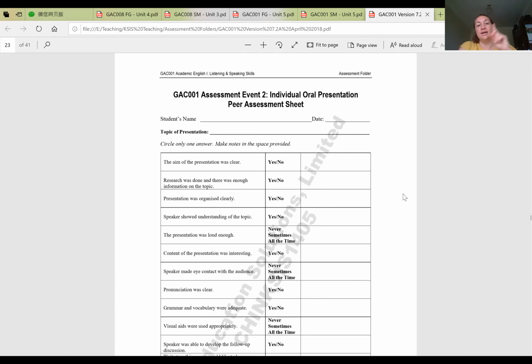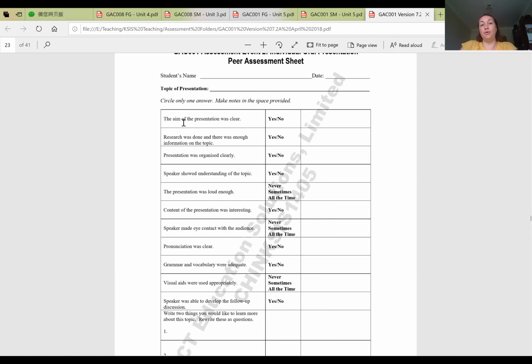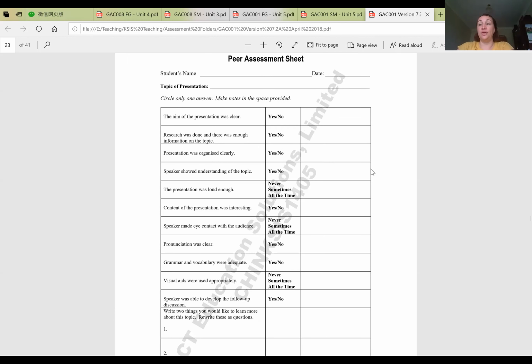So it does two things. Number 1, you're going to be assessing or looking at your classmate and how they present, but also it's good for your preparation. So the aim of the presentation is clear. We know what animal they're going to talk about, and we know the purpose of the presentation. Research was done and there was enough information on the topic. So when you're actually giving your presentation, you can provide statistics, pictures, detailed information about your endangered animal.